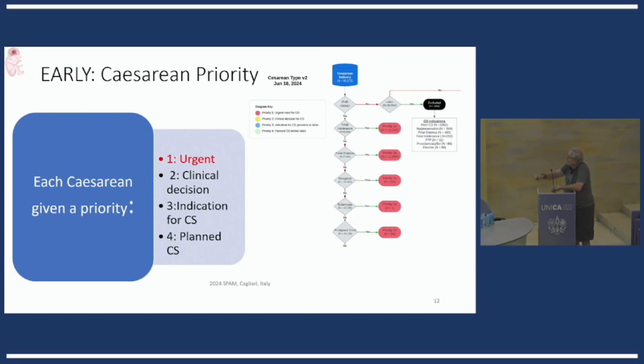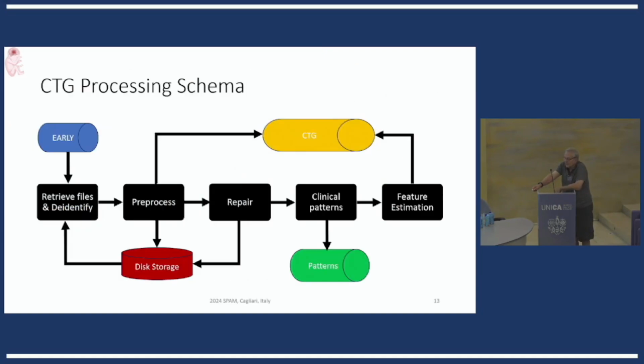The flow diagram on the right shows the flow diagram we used for identifying the patients who had an emergency C-section. There's a whole additional flow graph which is not shown, which shows the other.